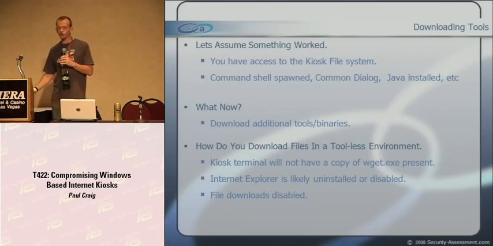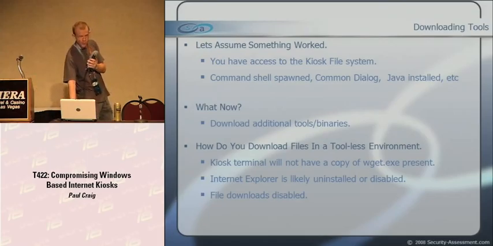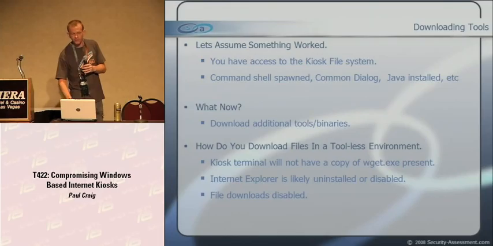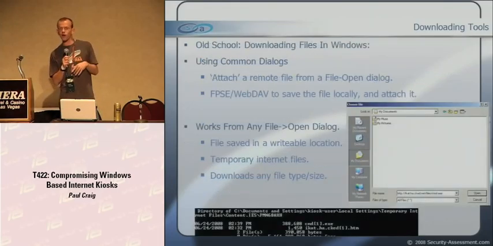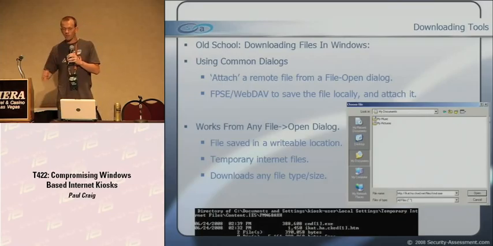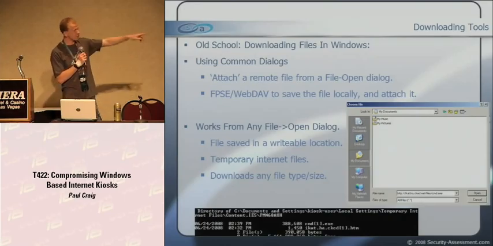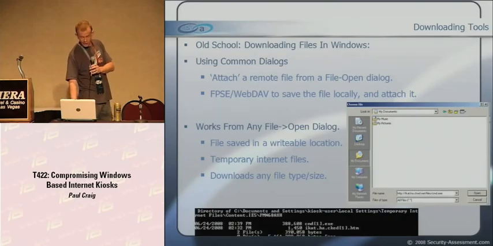So how do you download files in a toolless environment? The kiosk isn't going to have wget installed, right? File downloads are likely to be disabled. So how do you download stuff on a kiosk that won't really let you download stuff? Okay, so old school, downloading files in Windows. You can download files using a common dialog. If you can pop up a file open dialog, you can type in http://website/cmd.exe, and it'll download it. It'll save it to the temporary internet files folder, as you can see in the screenshot below. This downloads any file type or size.